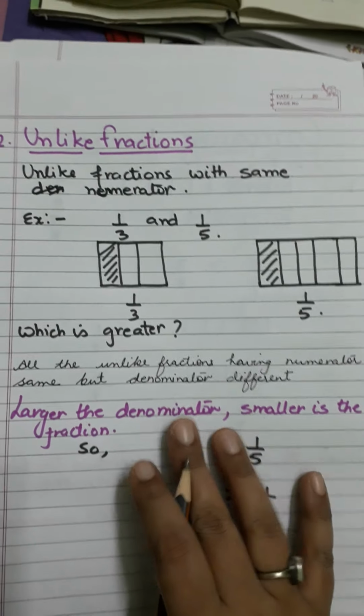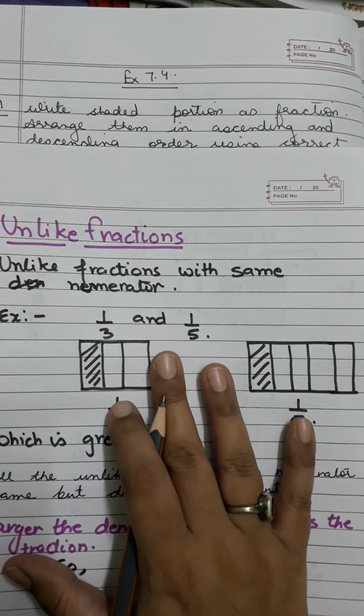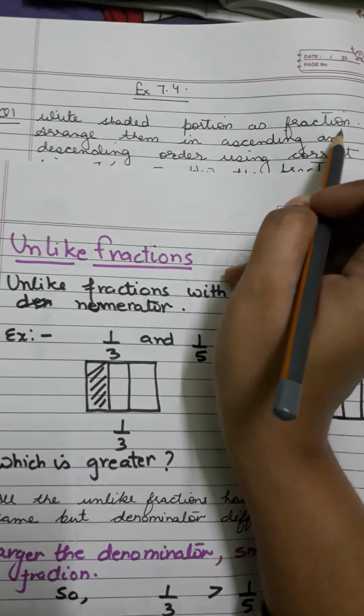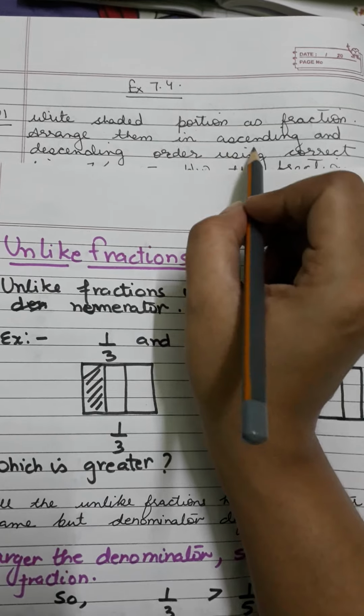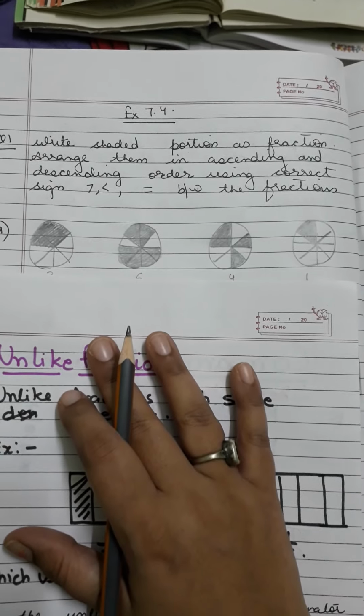Now moving towards our exercise 7.4, our first question is, write the shaded portion as fractions and arrange them in ascending and descending orders, putting the proper sign.